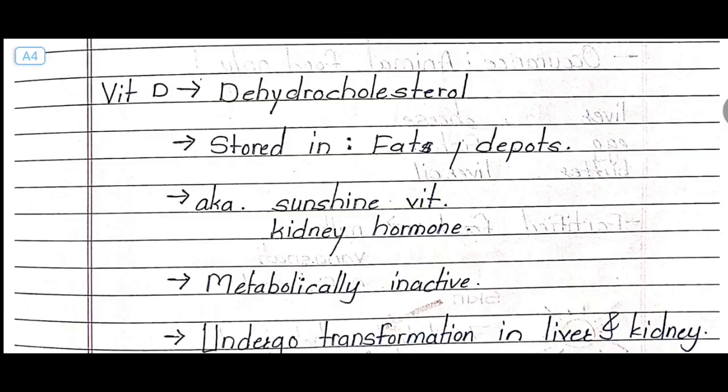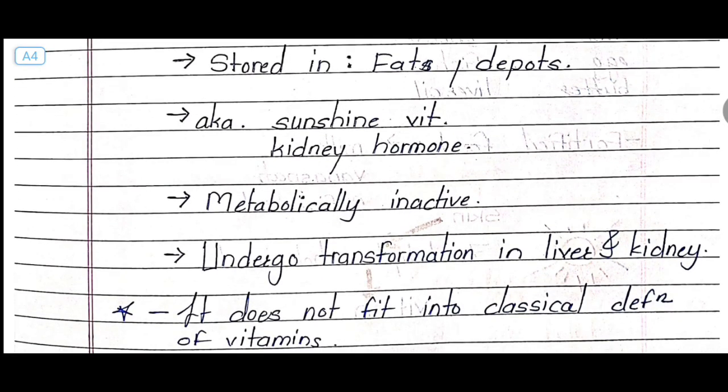Vitamin D is derived from dehydrocholesterol. It is stored in fat depots. It is also known as the sunshine vitamin and kidney hormone. It is a metabolically inactive vitamin. Vitamin D undergoes transformation in the liver and kidney. It does not fit into the classical definition of a vitamin.